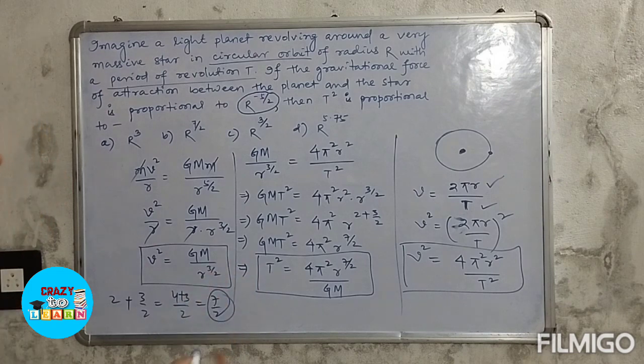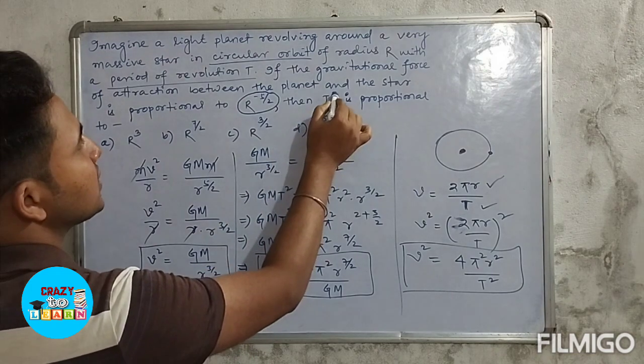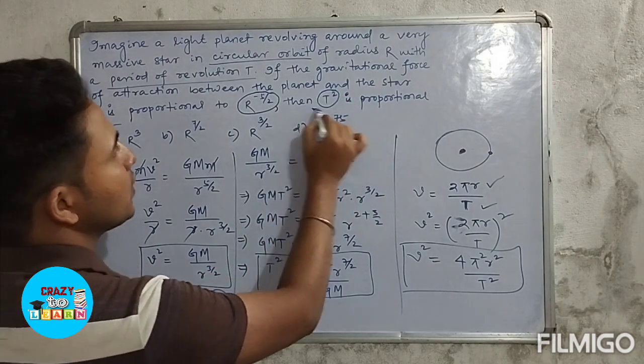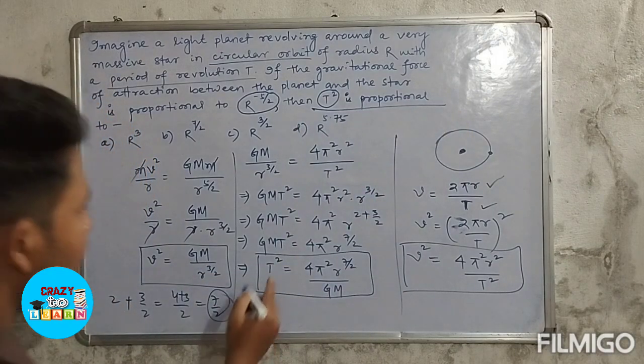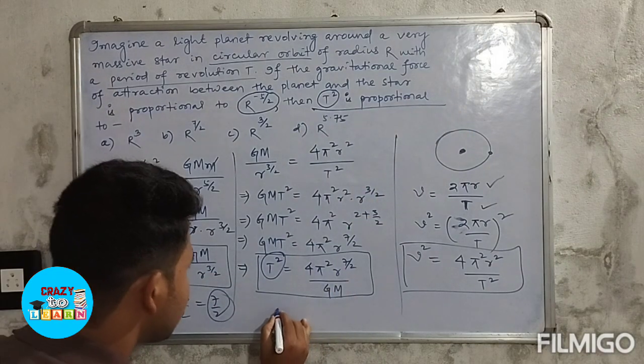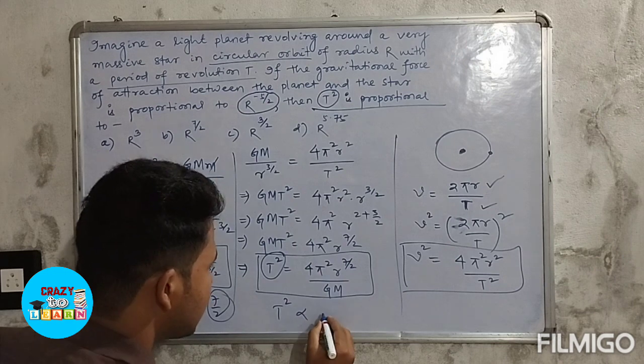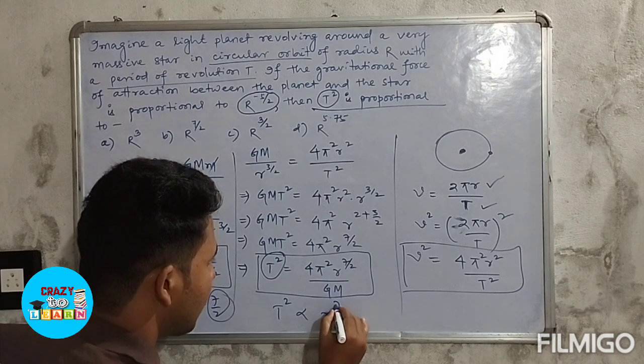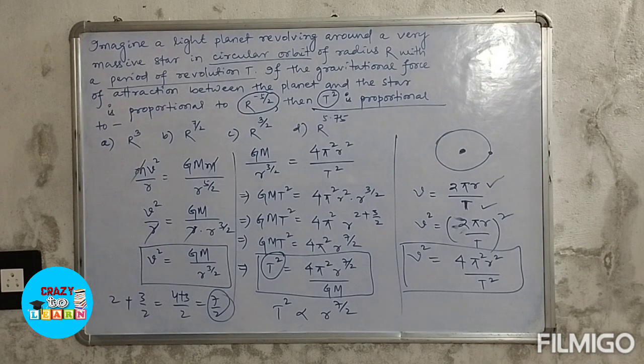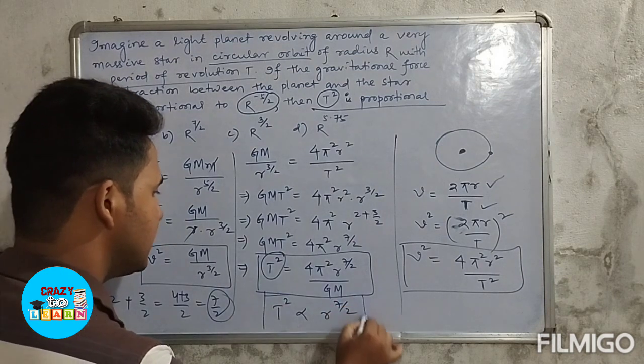So now you will say that T square is proportional to, it is asked in your question. So T square, what are you getting? T square is proportional to which factor of r? T square is proportional to r power 7 by 2.